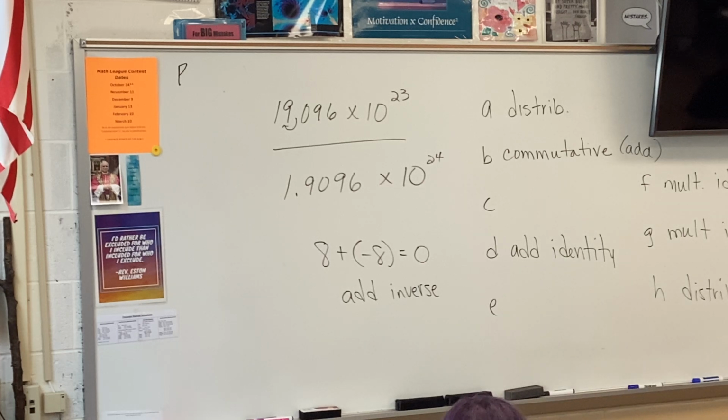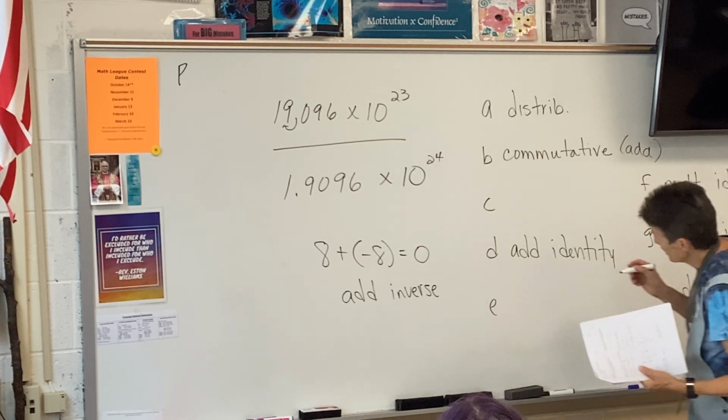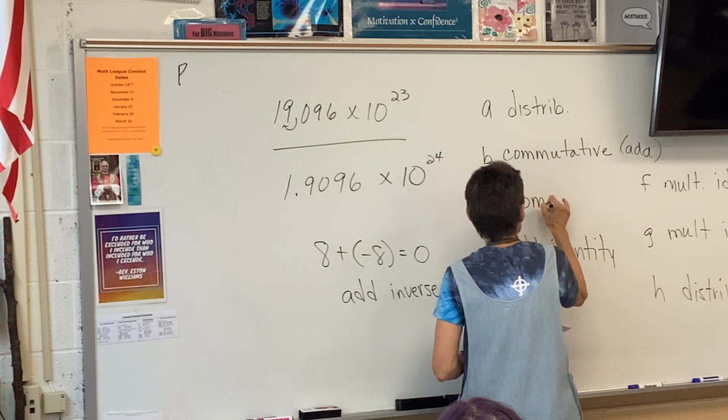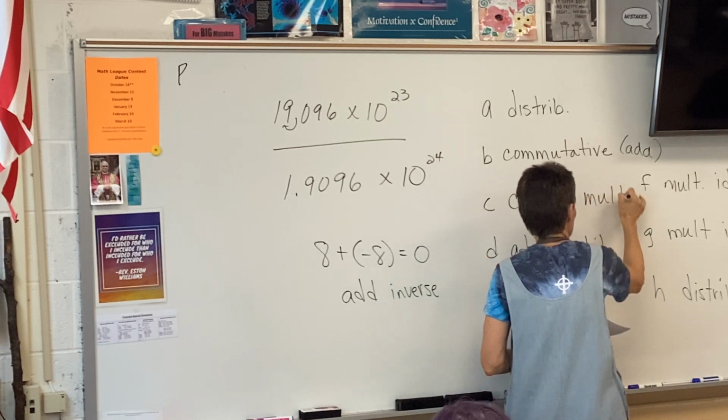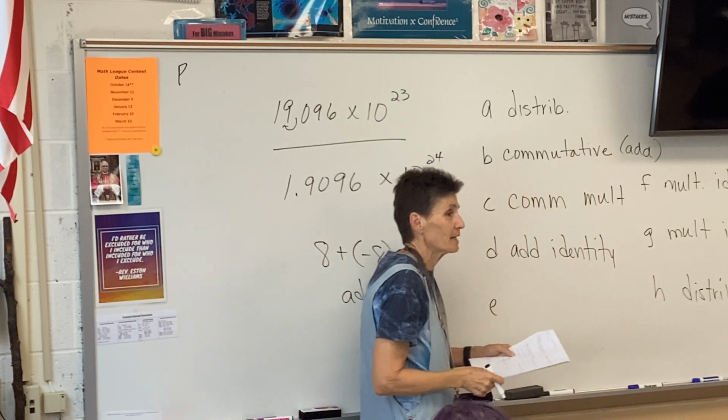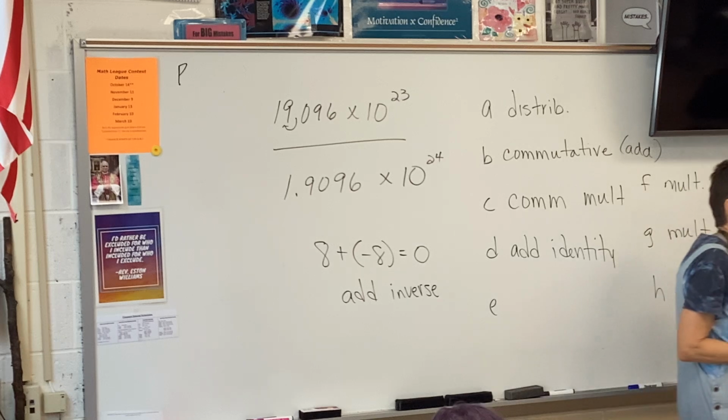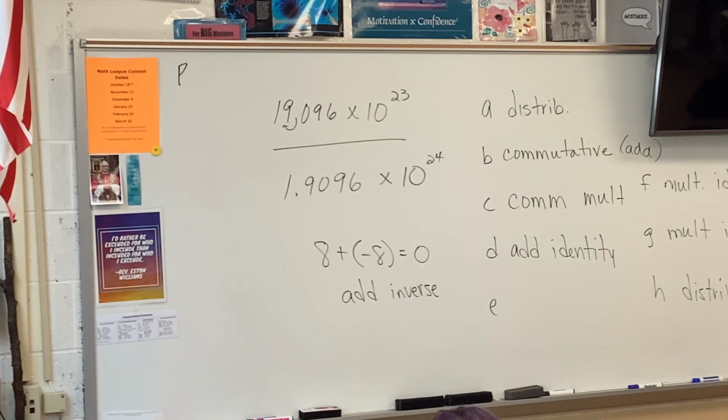What changed in problem C? The 6 moved, didn't it? So guess what? That's another commutative. That one though is not addition, it is multiplication. You can abbreviate. It is multiplication because one side is 6 times and the other side is times 6. Multiplication.